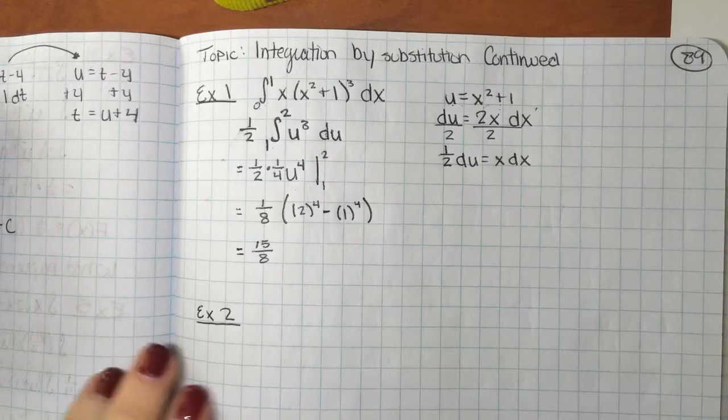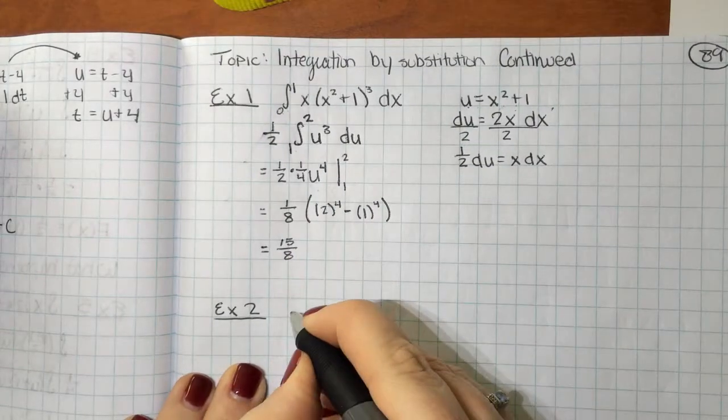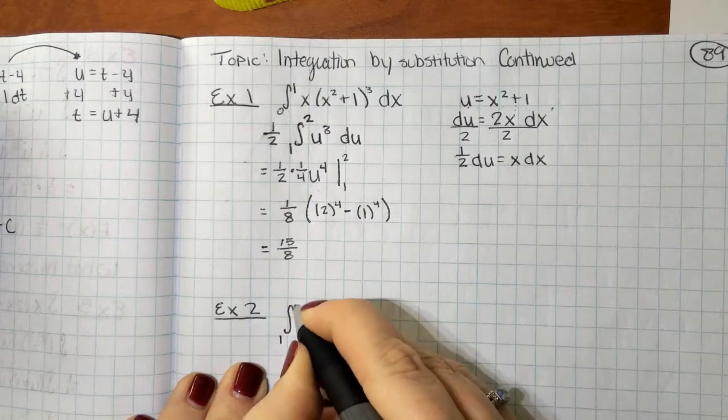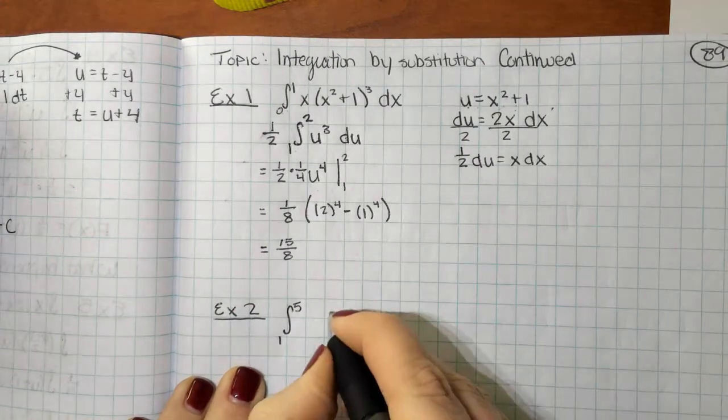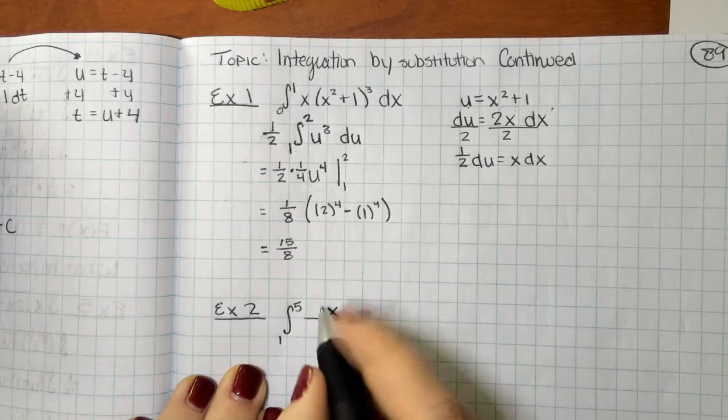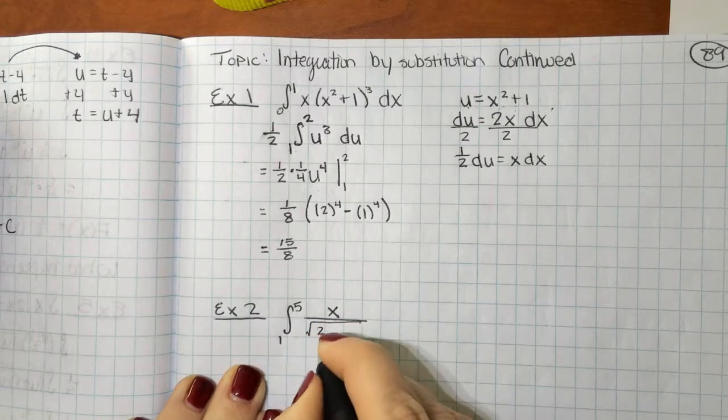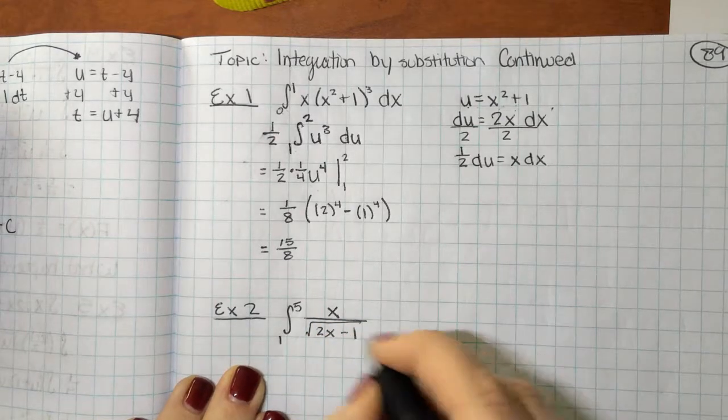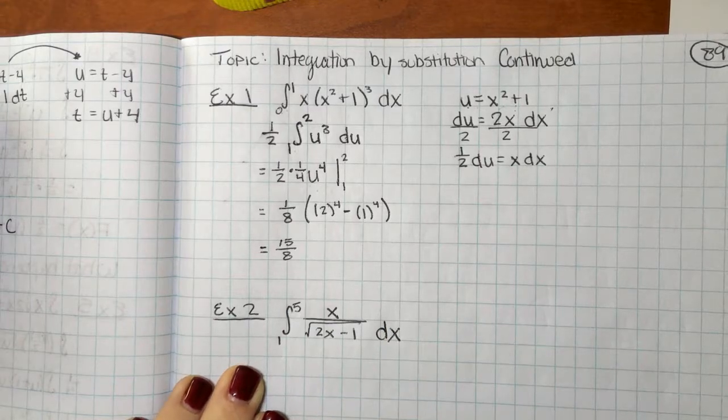All right, guys, so here's example 2. Let's look at this function. I'm going from 1 to 5. It's going to be x all over the radical of 2x minus 1 dx.